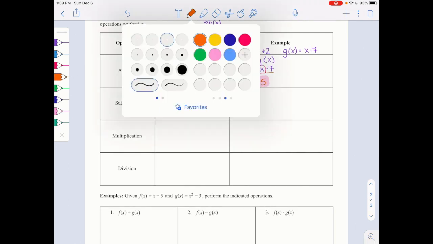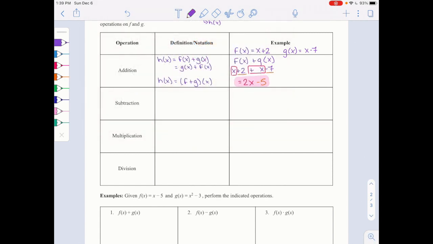I can do that with subtraction as well. So here, if I wanted to create a new function, I can do f of x minus g of x. That is not the same as g of x minus f of x, you will get a different answer here for subtraction. So they're not the same.